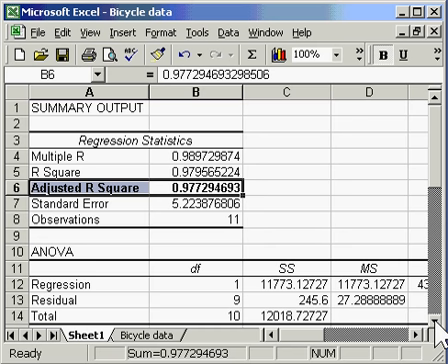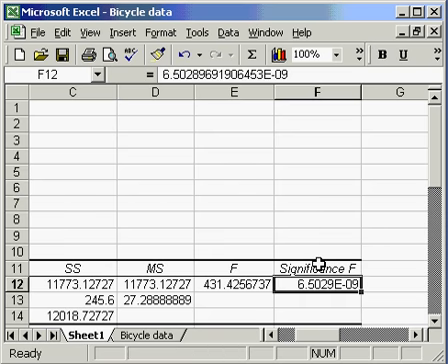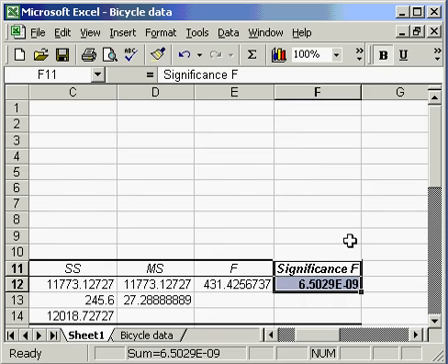So we have a component of the total variability in the data which is due to regression, and a component which is due to residual, that is the error. The only important thing that you need to know about here is the significance level. Again, I'm going to embolden this. So we have a very, very low significance there. This is 6.5 times 10 to the minus 9, or 0.0000000065 for a significance level.